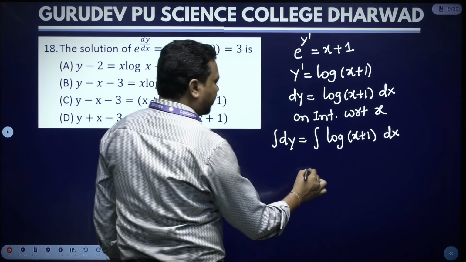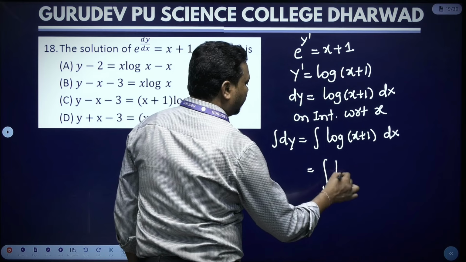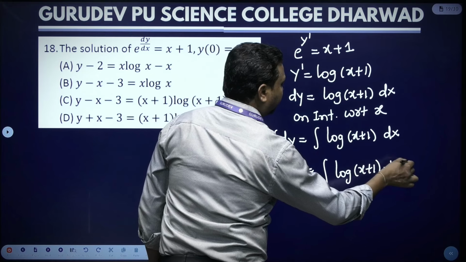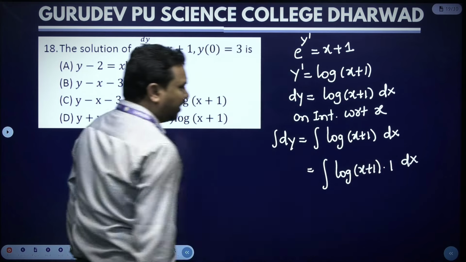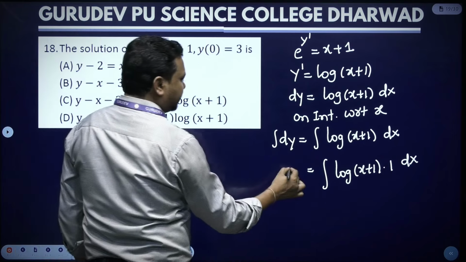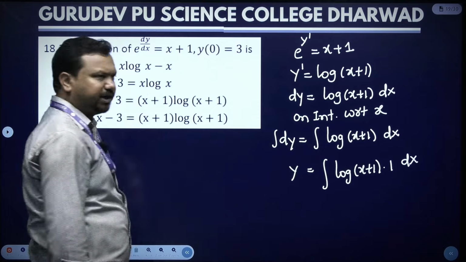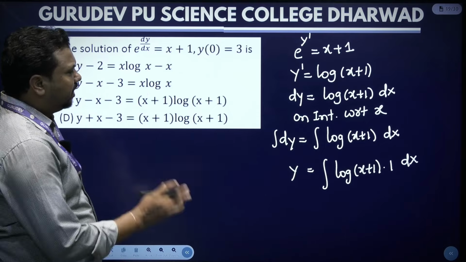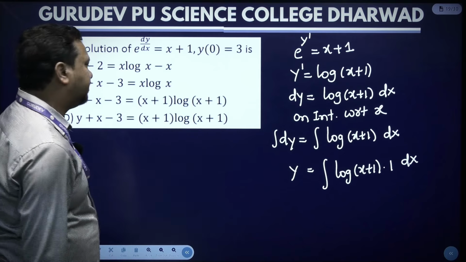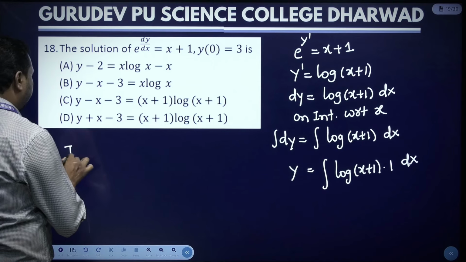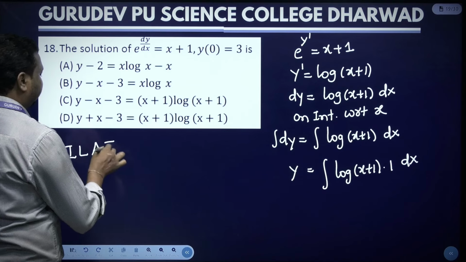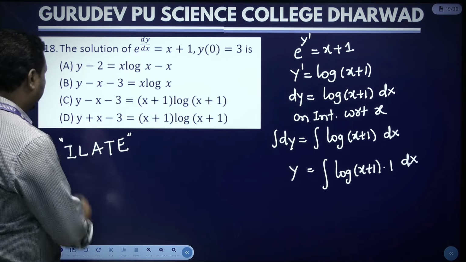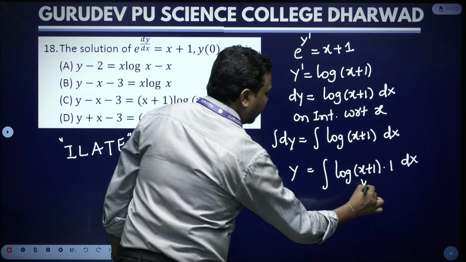Here you are considering it as log of x plus 1 into 1 and dx. Now you have to integrate. This is the LHS integration, that is y, integration of 1 with respect to y. Now you have to integrate the RHS using u into v, that is integration by parts. For integration by parts, you have to take care of the ILATE formula. According to this formula you choose the functions: logarithm function first, algebra function after that.